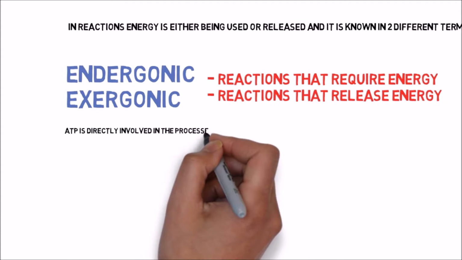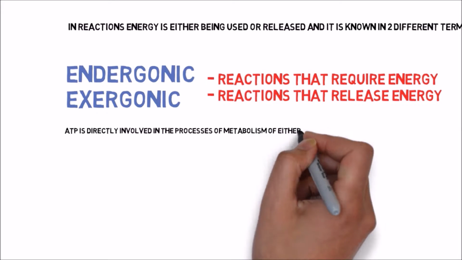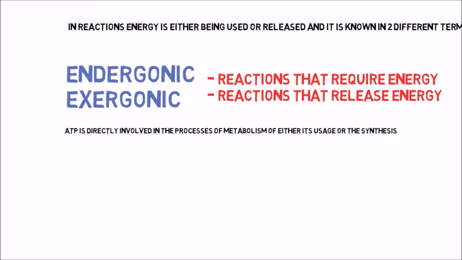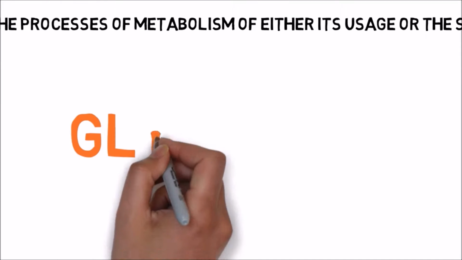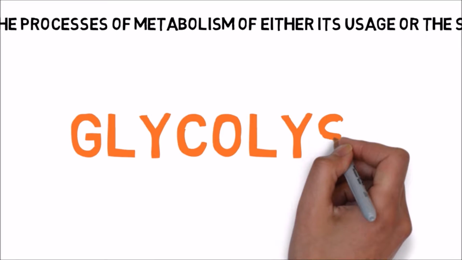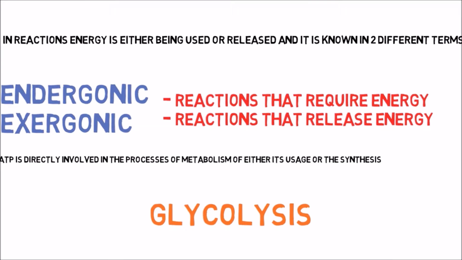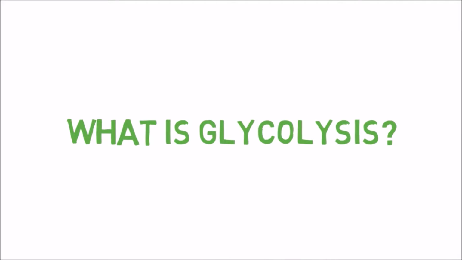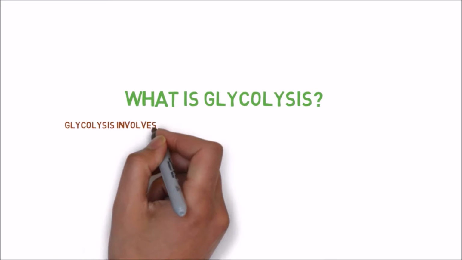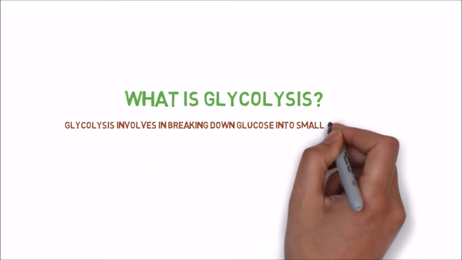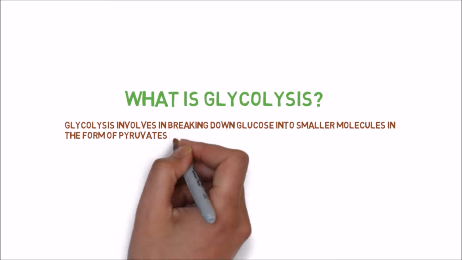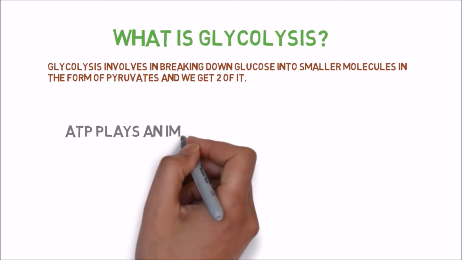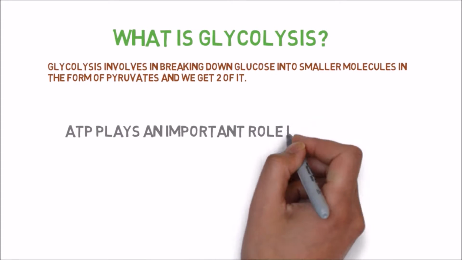ATP is directly involved in the process of metabolism, either in its usage or its synthesis. And ATP is the source of energy in the reaction glycolysis. But what is glycolysis? Glycolysis involves breaking down glucose into smaller molecules in the form of pyruvates, and as a result we would actually get two of those pyruvates. And of course, ATP plays an important role in this process.